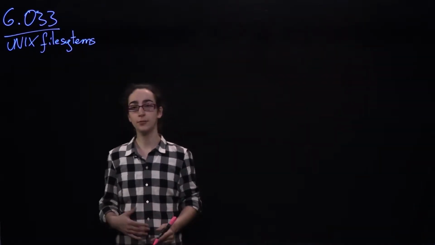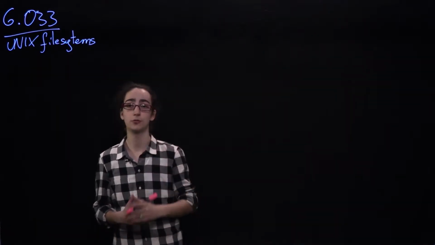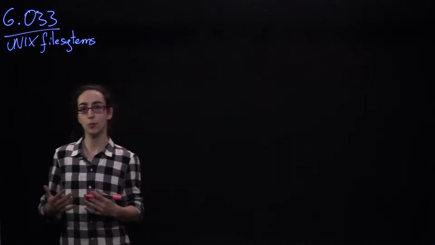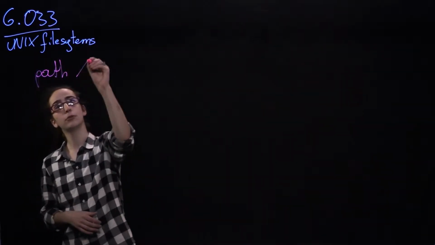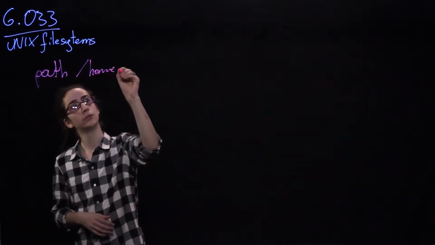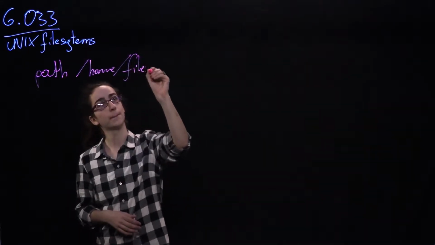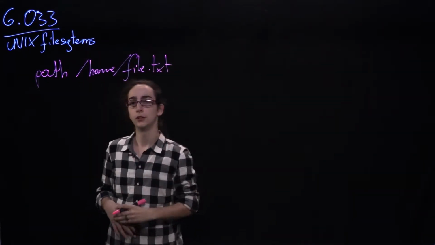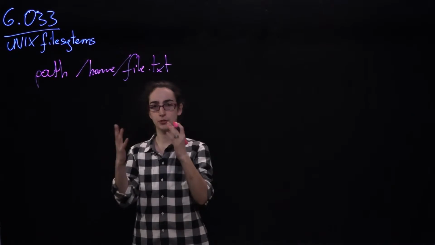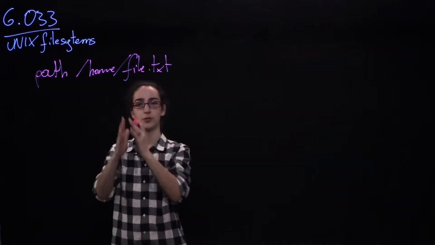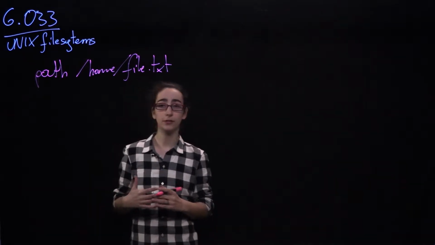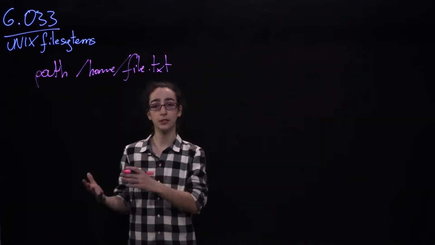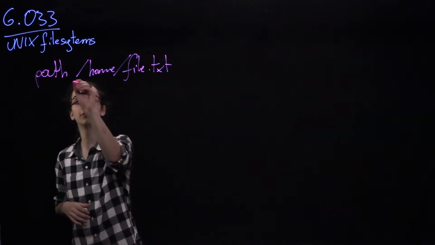In Unix, file systems are organized as a series of abstractions. The top one, and the one that we're pretty familiar with, is that of a path. A path will look something like /home/file.txt. Usually you might have a few more layers here, but just for keeping our examples short, we only have home and file.txt.